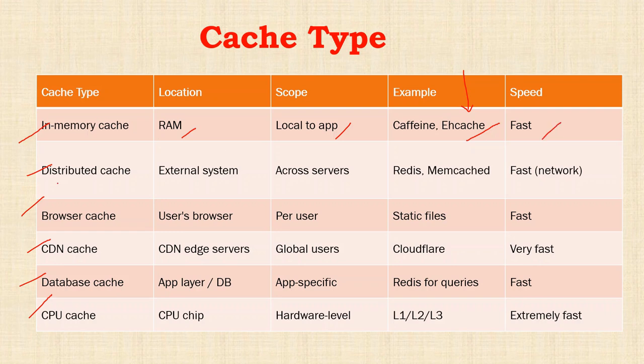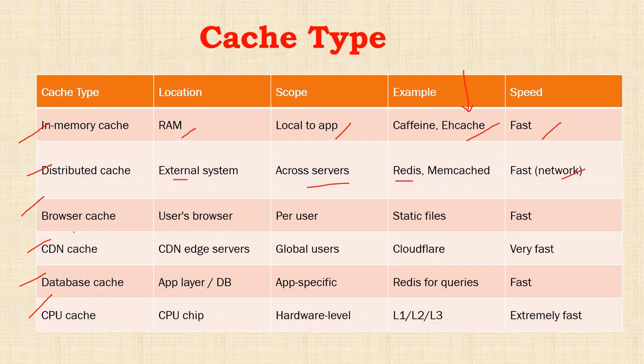And if we talk about a distributed cache, the location will be an external system. It will not be stored in RAM, it will be stored in an external system, and the scope will be across servers. Actually, we use distributed cache for microservices applications. An example we can implement with the help of Redis, and the speed is fast, depending on the network.